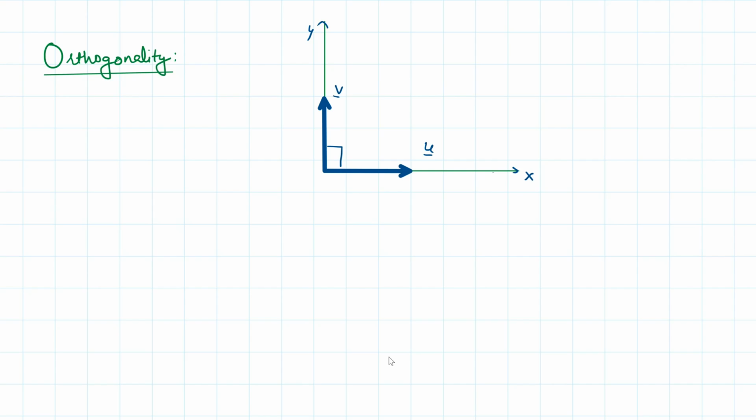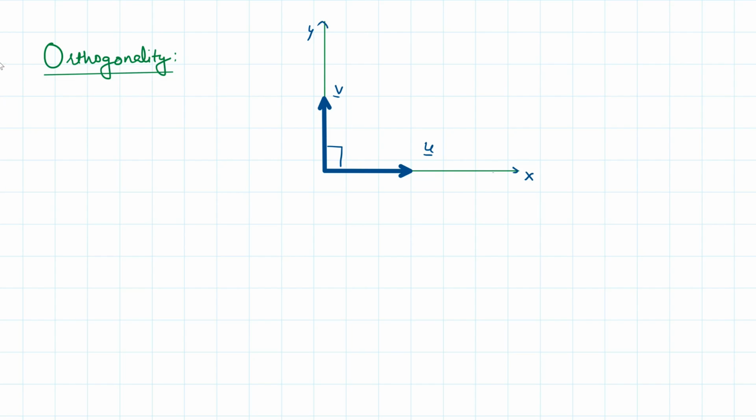Consider a 2D Cartesian coordinate system. In this coordinate system, we have two vectors defined, u and v. As you can see, as they're defined along the x and y directions, they are perpendicular to each other. You can also say that the vectors u and v are orthogonal to each other.